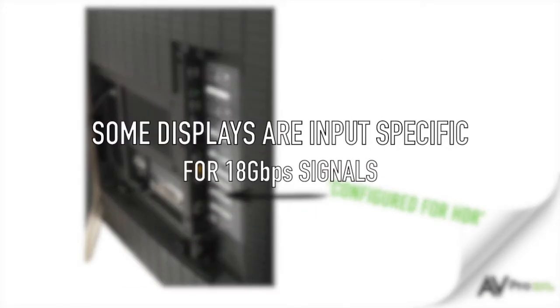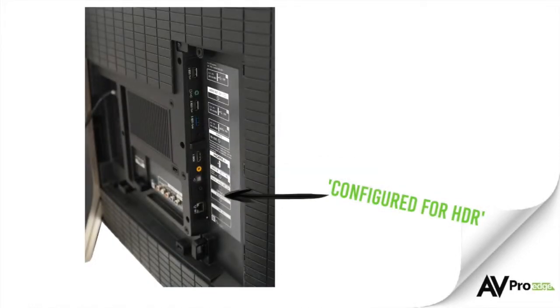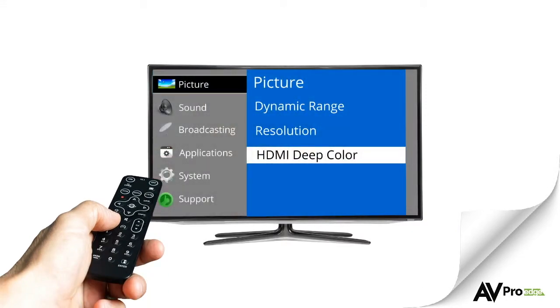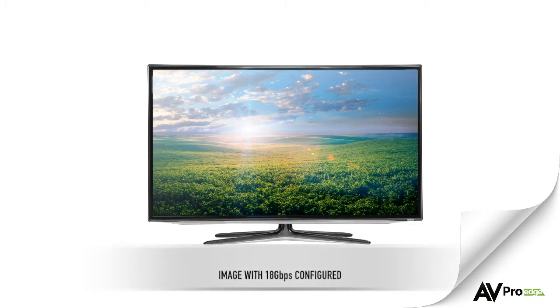Some displays are input specific for 18 gigabits per second signals, while some require manual configuration. Some require both. Look for settings in the TV's menu such as HDMI Deep Color or UHD Color. Turning these settings on and off actually changes the TV's EDID. It is essential to the system's performance to get these right.